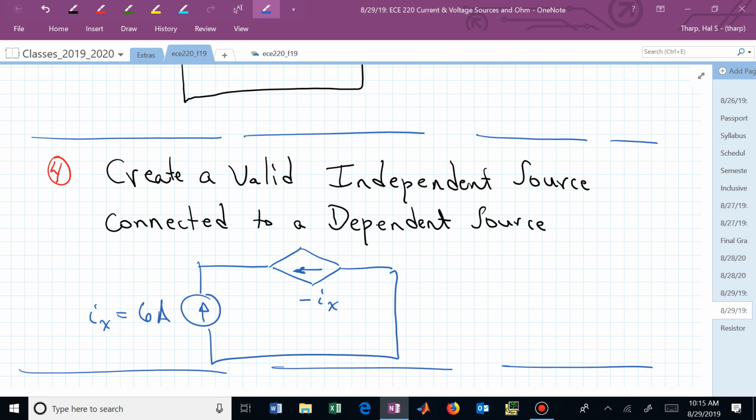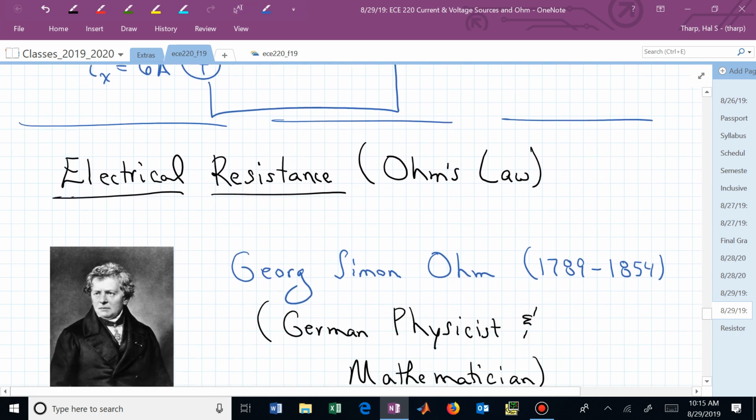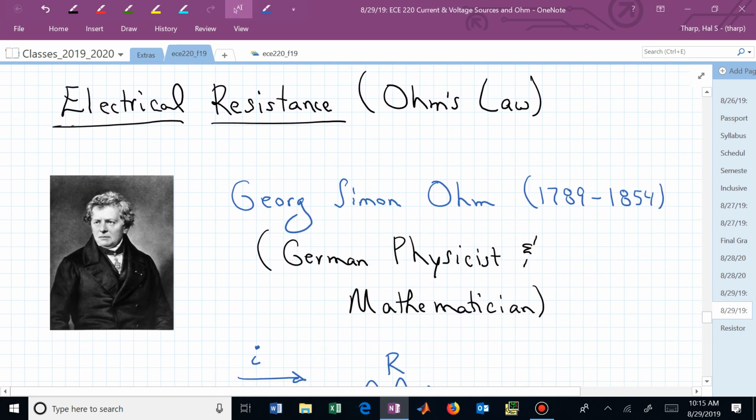Those are our sources, independent and dependent. And now you know how to text the 4 dependent sources to anyone you want, right? Let's now talk about Ohm's law.